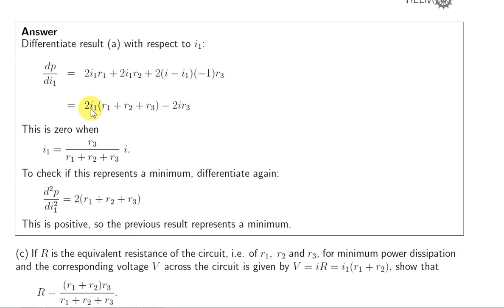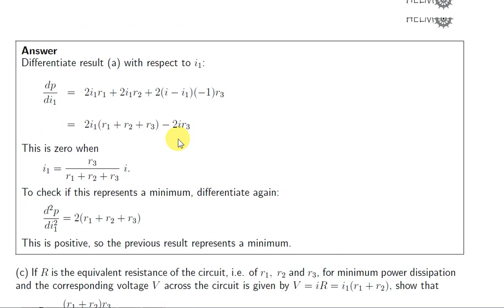So we just have what's in front of I1 here, which is 2 times (R1 plus R2 plus R3), and this will give us 0. I1 doesn't appear in it. Now we compare this to 0. Since the resistance of a resistor is a positive quantity, obviously this is a positive quantity, so the second derivative is greater than 0, and we know that when that happens our stationary point is a local minimum.